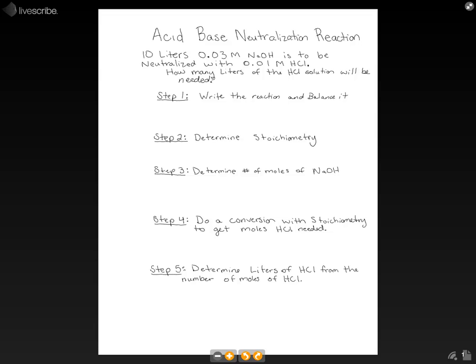So the first step we're going to do is write the reaction and balance it. So we already know that we have NaOH and HCl, and they're going to react. Now we have to figure out what they're going to make. Since it's an acid and base reaction, we're going to make water. So we have water, and then we have left sodium and chlorine ions. Now looking through this, we can see it's already balanced, so we don't have to do anything there.